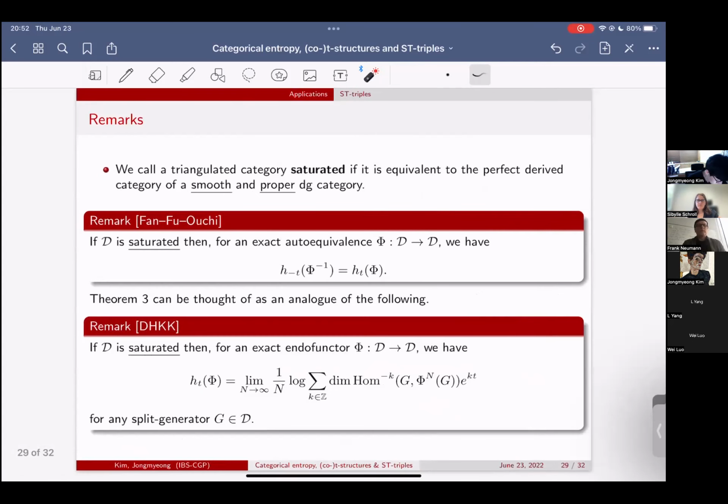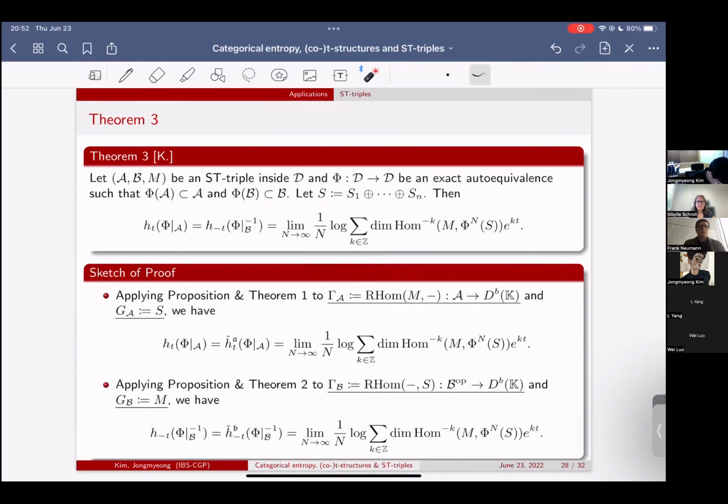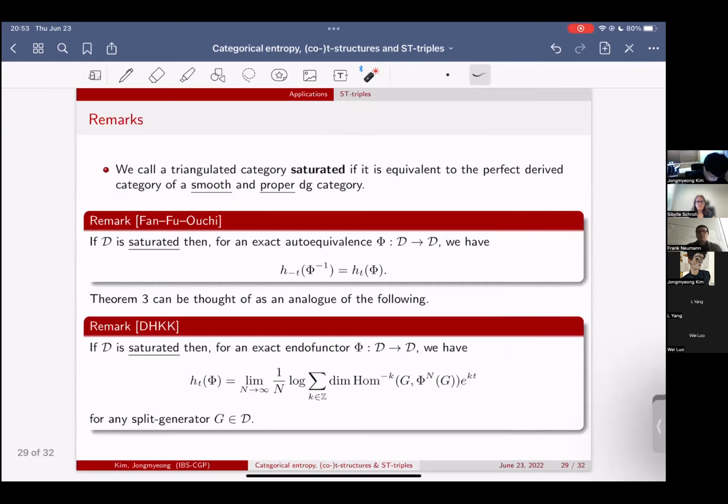And some remarks. We call a triangulated category saturated if it is equivalent to the perfect derived category of a smooth and proper dg category. And in this case, we can say something more. It is known that if D is saturated, then for an exact auto-equivalence, the categorical entropy of the inverse functor is the same as that of the original functor. So if D is saturated, this is just this one. In general, I don't know, but I expect that this is true in general, but this is the best possible you can say.